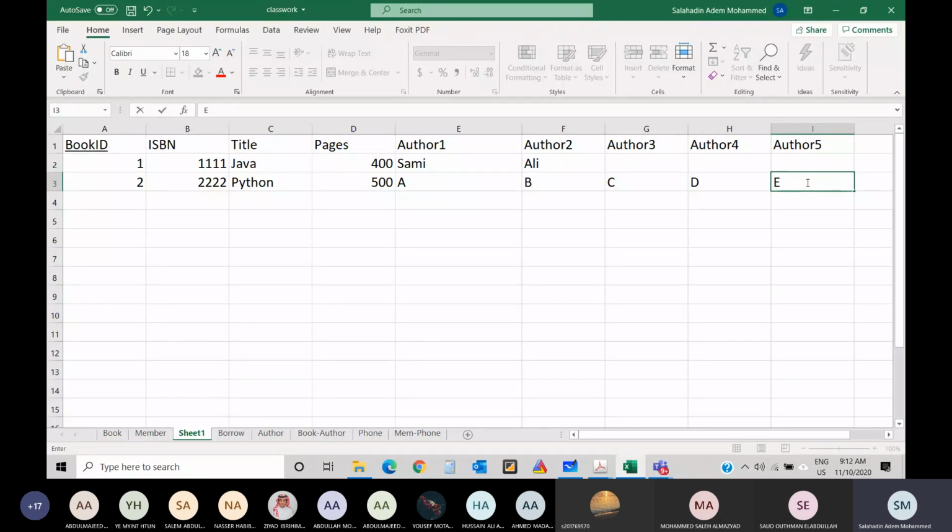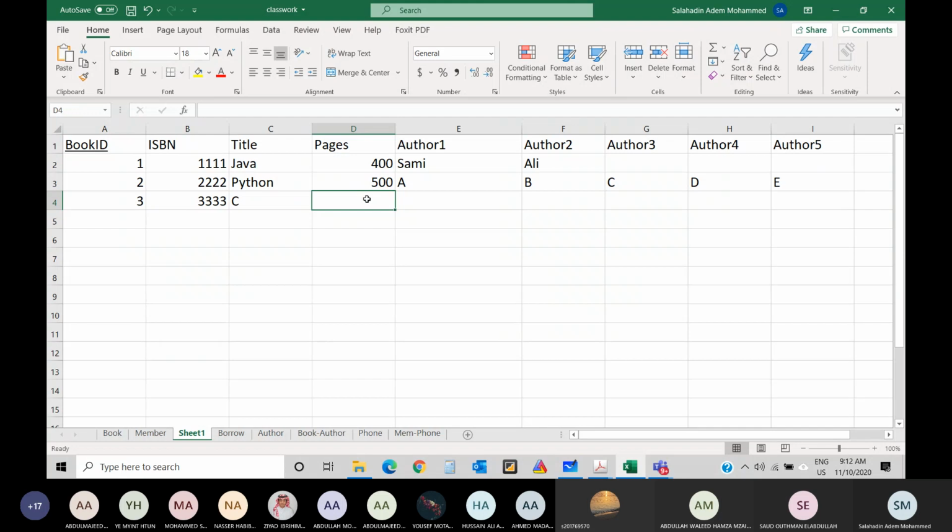There are nulls in the first. Many nulls here. So this book was written by 2, so the other 3 will be nulls. A book which was written by 1, for example, this book was written by only 1 person. His name is, let's say, Sami, whatever it is. That's it. He's only 1 person. So what do we have here? Null. 4 nulls. Yes, 4 nulls.